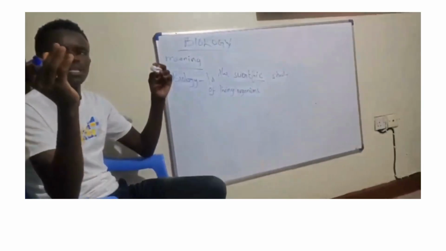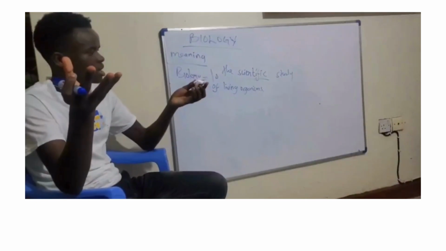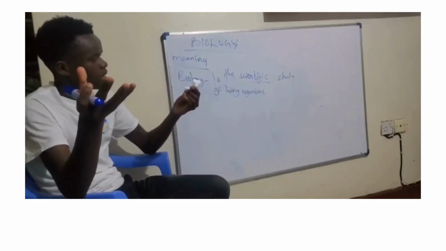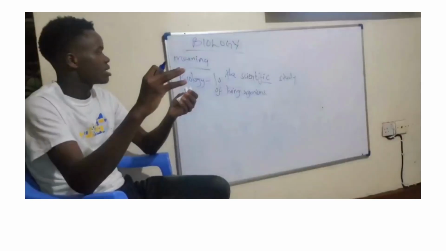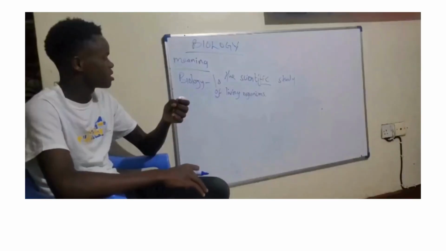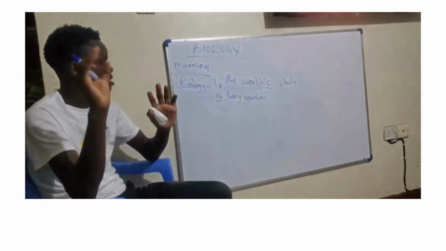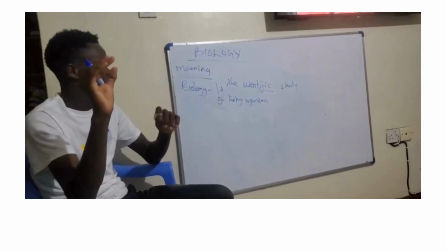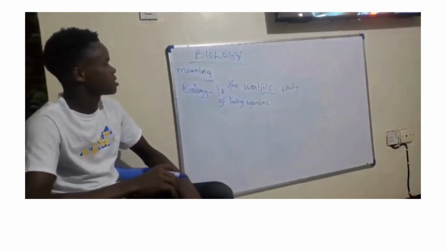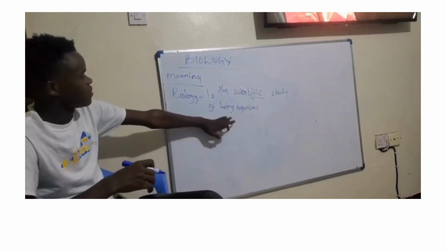Something that is living is something that has a proof of existence of life within itself. So just avoid the use of the word living things from the start. Just use the words living organisms. So that's it: it's the scientific study of living organisms.